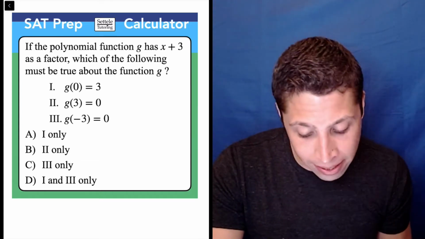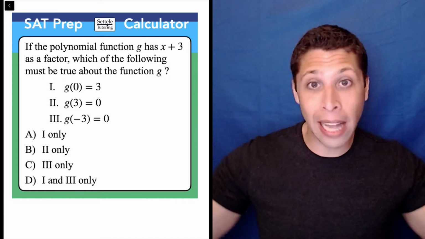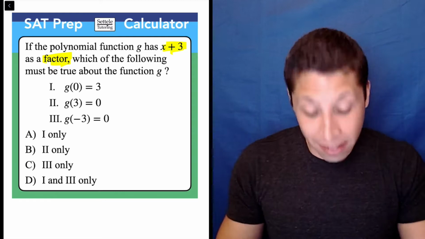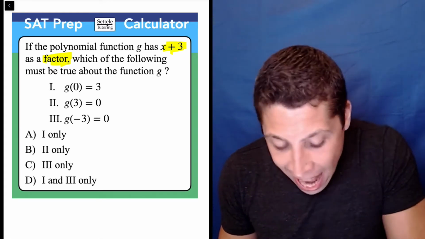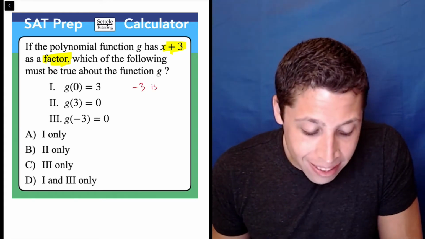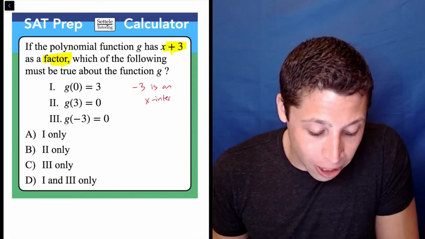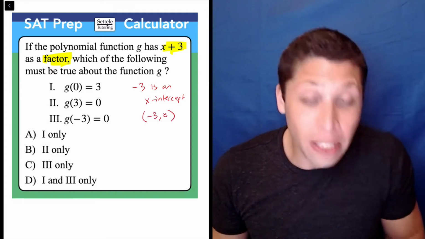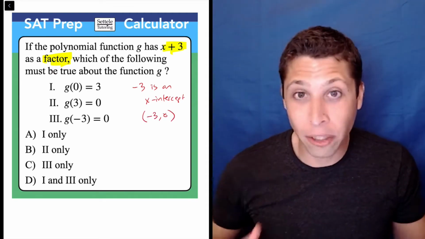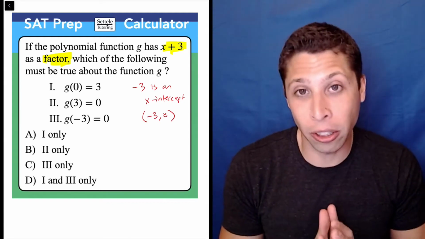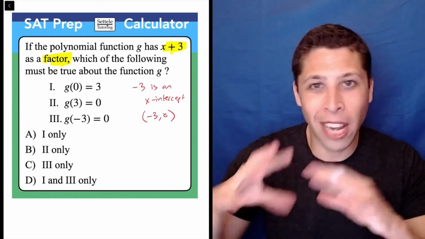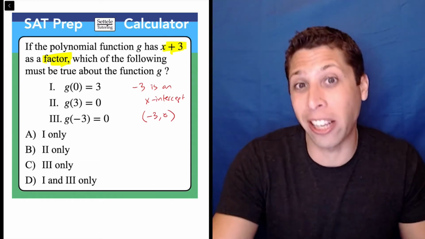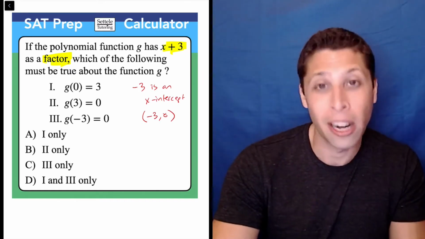So the main point is that if there's a polynomial function, some elaborate equation, and it has x plus 3 as a factor, well that means that we also know that negative 3 is an x-intercept, or more accurately, more helpful for us, that the point negative 3, 0 is somewhere on this equation, right? So there's lots of other points, but this one in particular is really helpful. In a second, I'll try to show you more concretely why that is, but for now, this is maybe just a thing to memorize, and so what would we do? Now we just look for that point negative 3, 0 among our answer choices here.